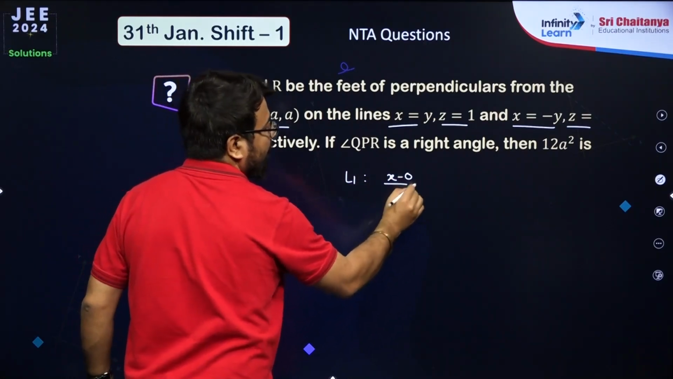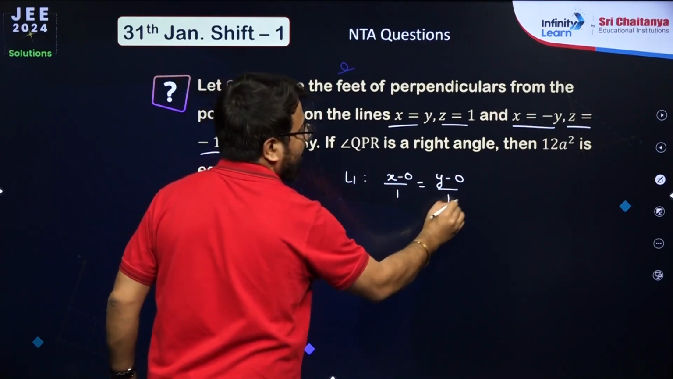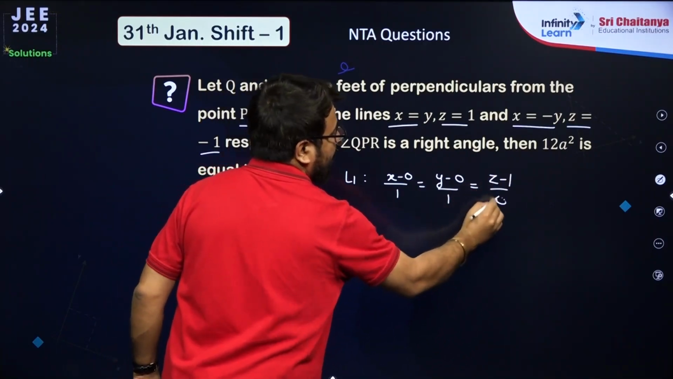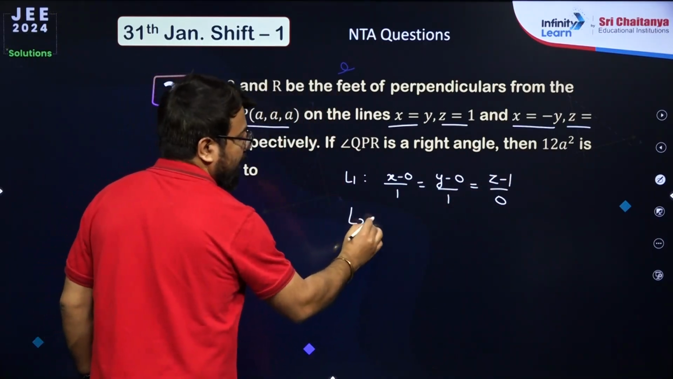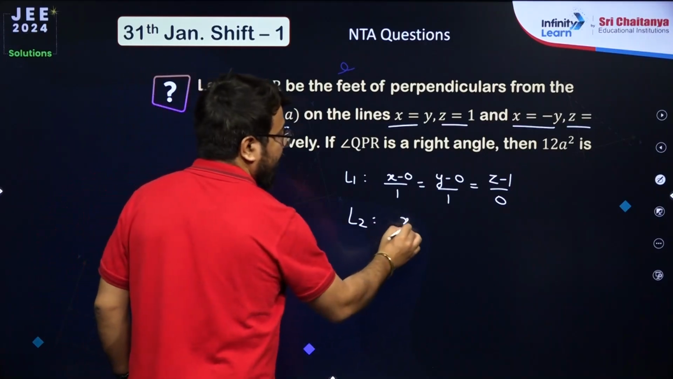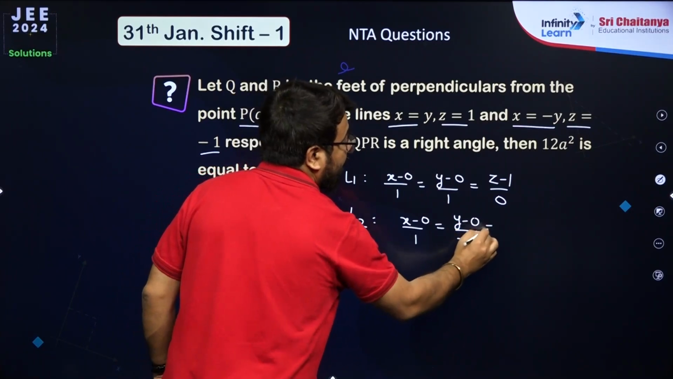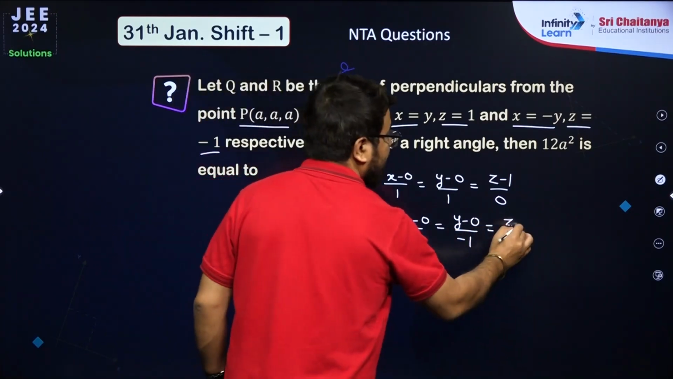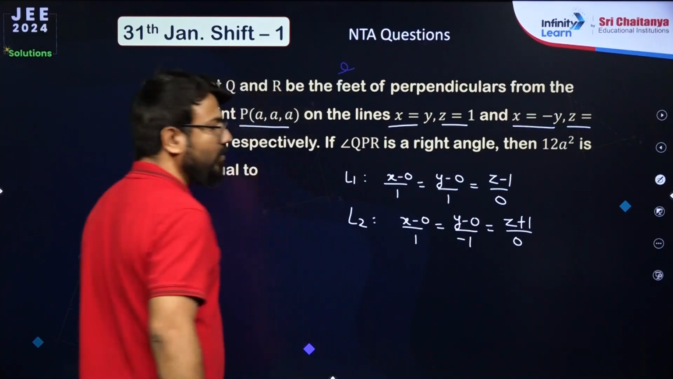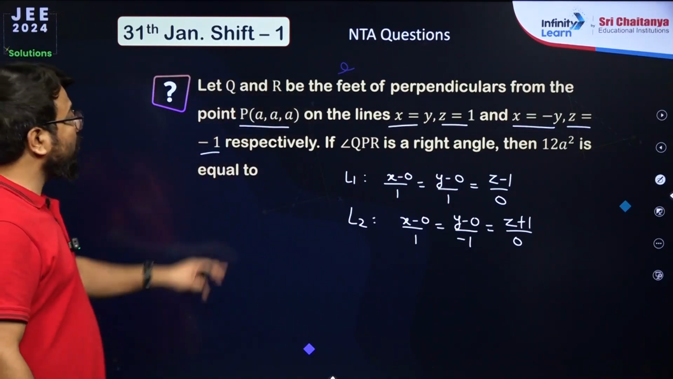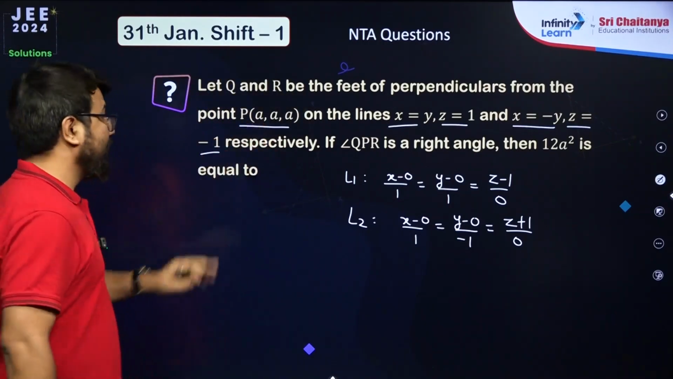(x-0)/1, (y-0)/1, (z-1)/0. This is line number 1. Line number 2 is (x-0)/1, (y-0)/-1, and the last one is (z+1)/0. There are two lines being given to us. You want to drop a perpendicular from this point.